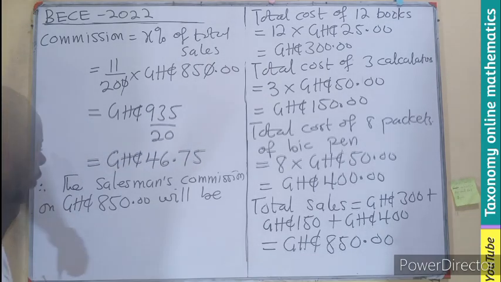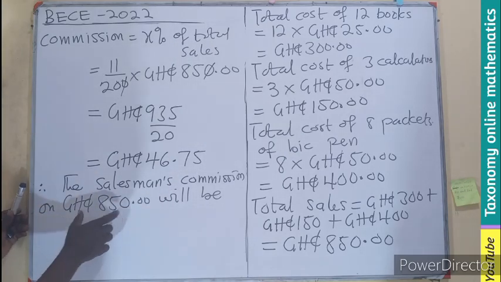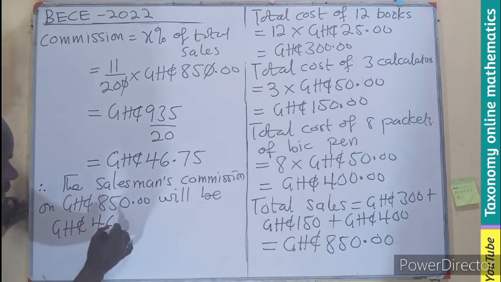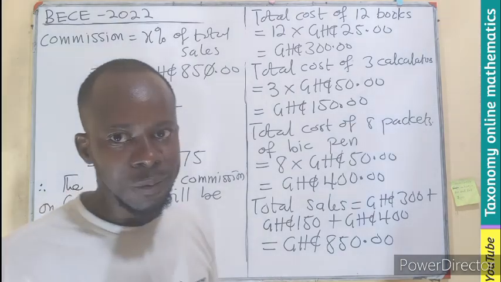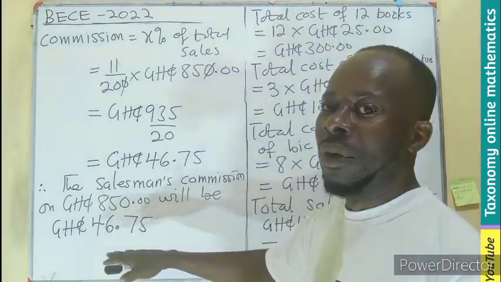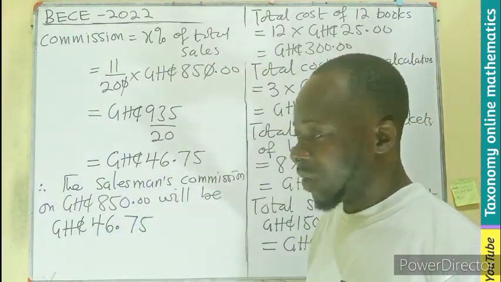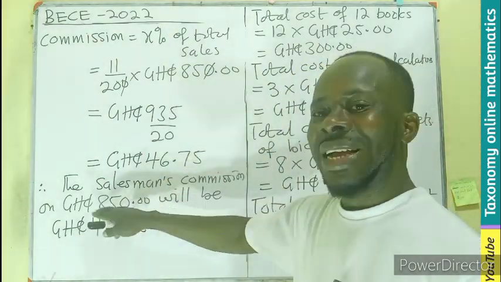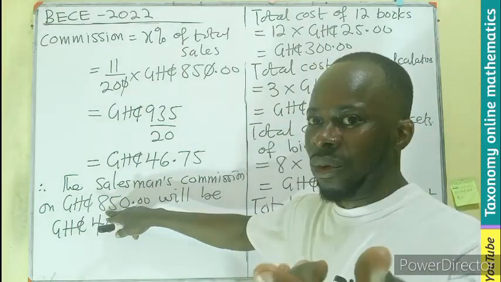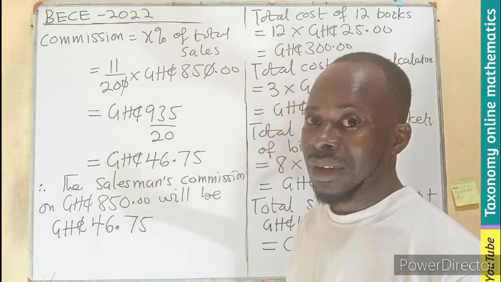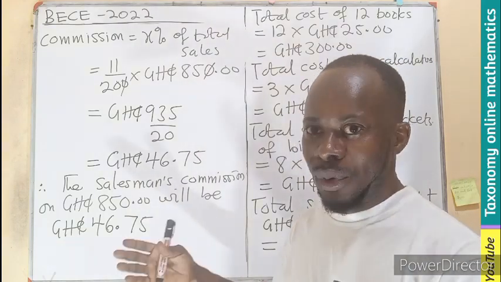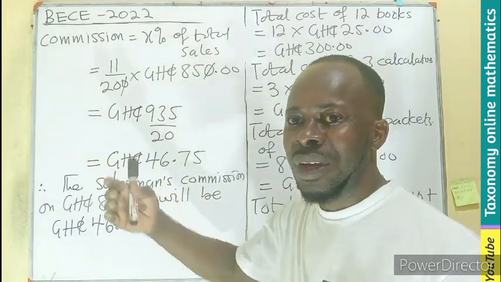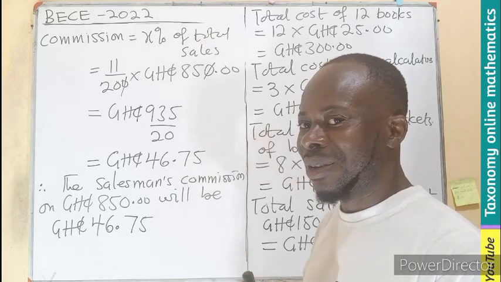So we can say that the salesman's commission on 850 Ghana cedis is going to be just 46 Ghana cedis 75 pesewas. Remember, this is what you are going to take home if that is the only thing you are going to have as a commission. So if you want this money to be big as an incentive, you need to sell more than what? 850. The more the total sales, the greater your commission. So it's an incentive to make you work. They give you the incentive so that the more you work to get greater total sales, the bigger your commission becomes. That is all about commission.